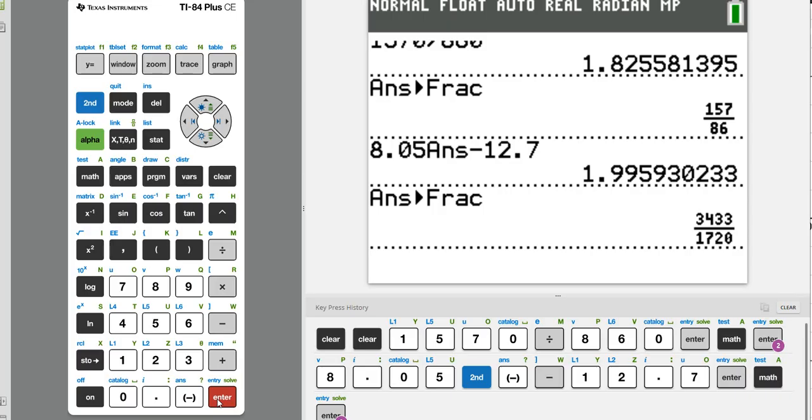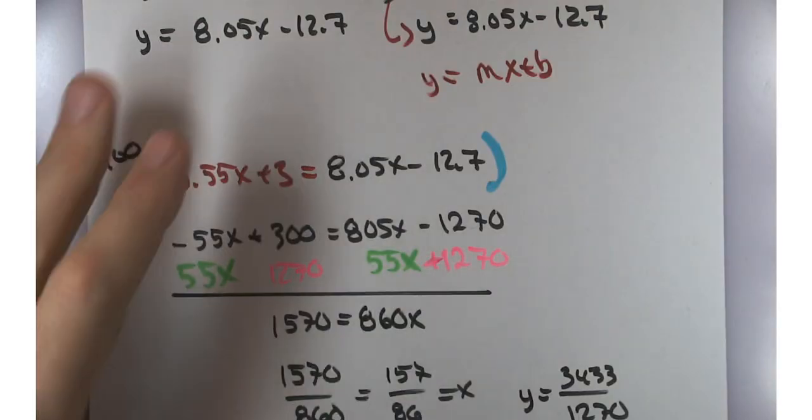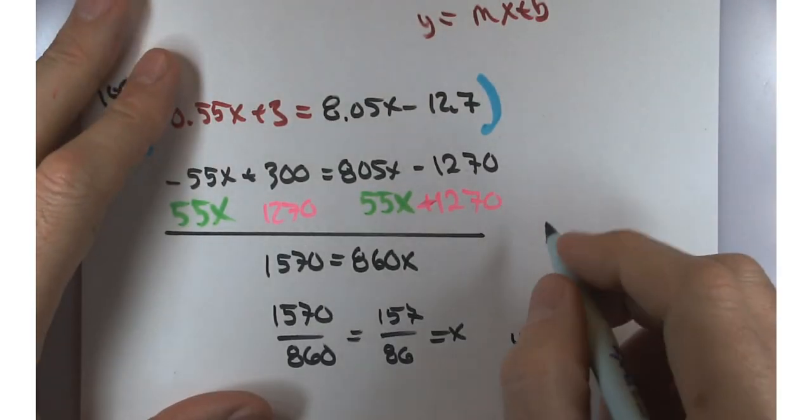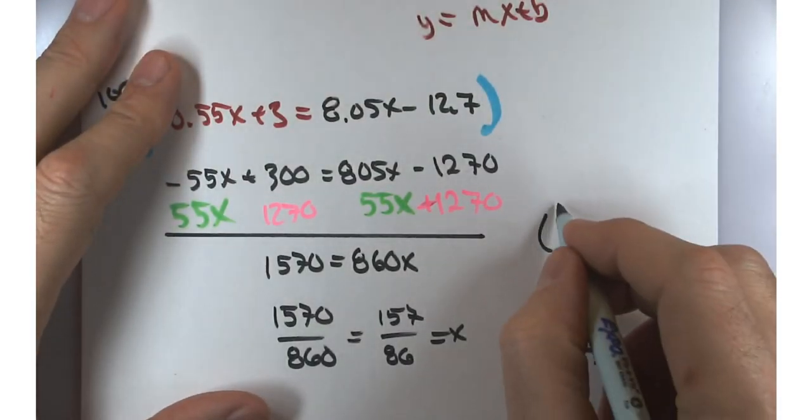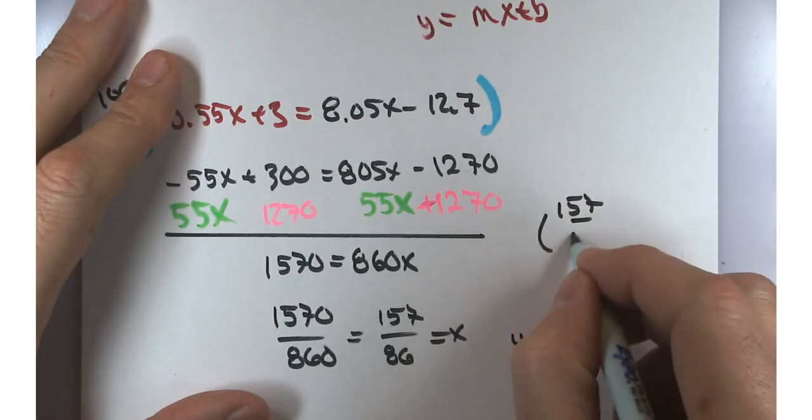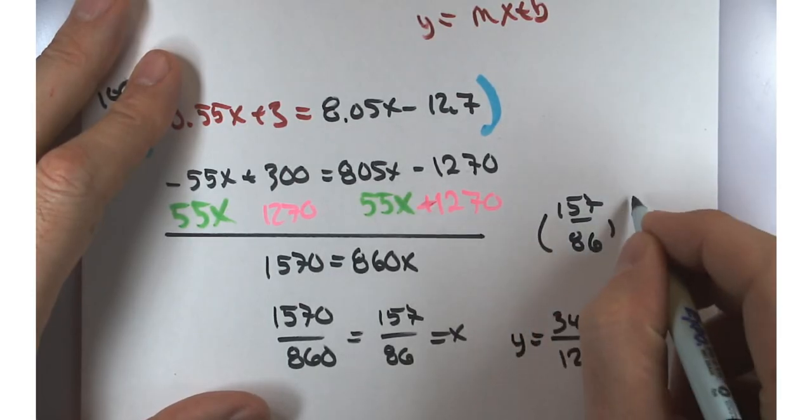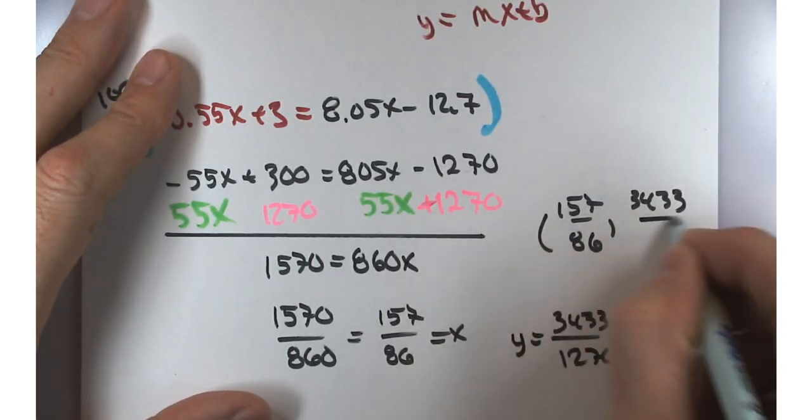How are we looking on that one? Okay. Last minute thoughts, comments, questions, etc. So your answer that you would put into WebAssign would be 157 over 86, and then 3433 over 1270.